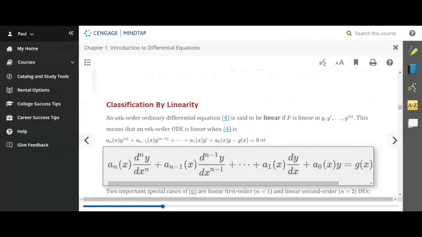So if we go back to here now, this is actually working out pretty well, I think.